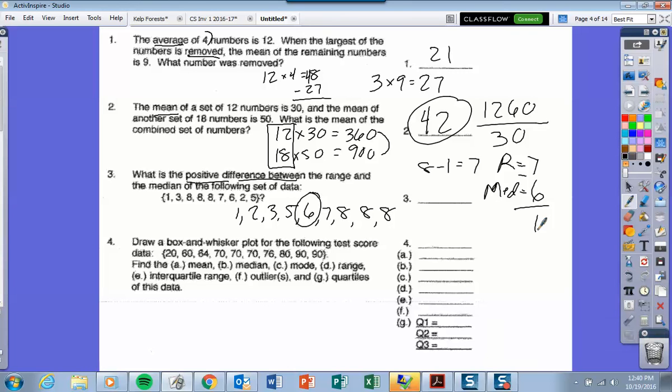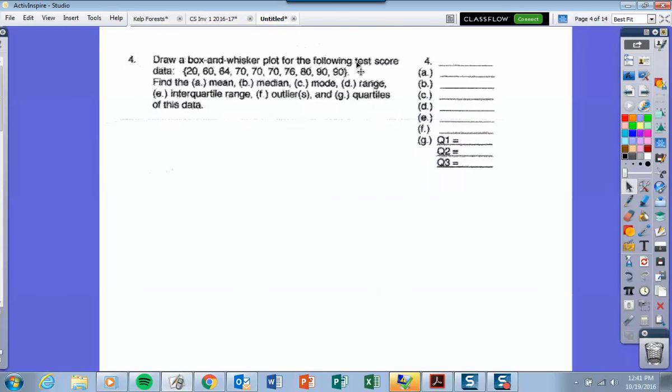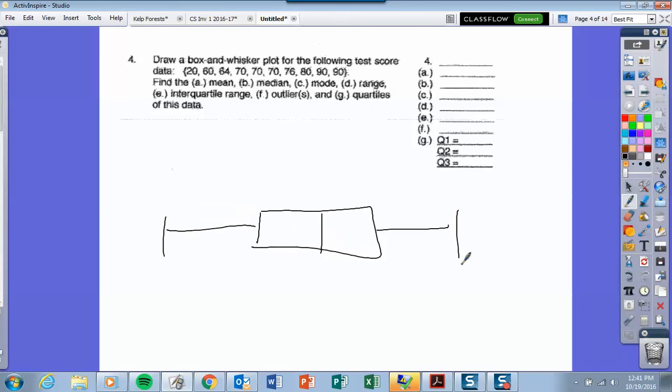For number 4, I realize that you might not have done much of these yet, which is fine. We're going to draw a box-and-whisker plot. A box-and-whisker plot looks like this. That's what every one of them will look like. These might be shifted, but they look more or less the same way.